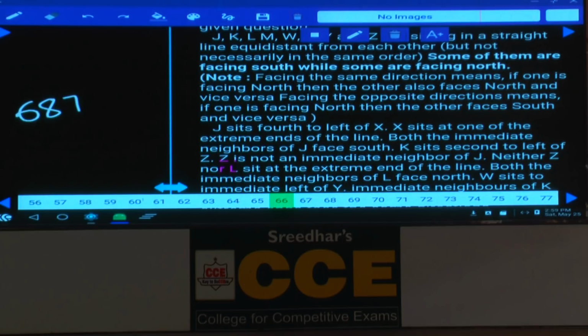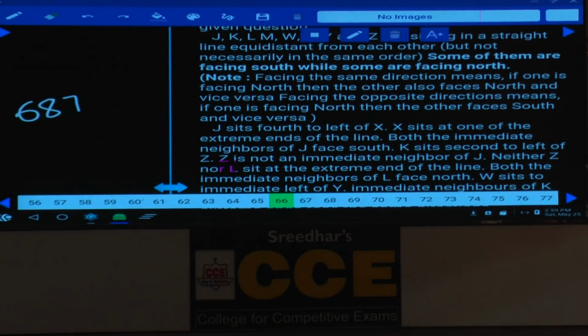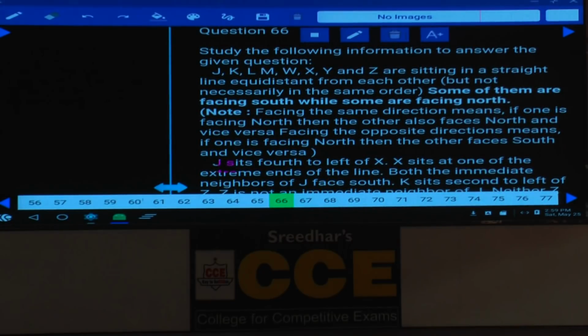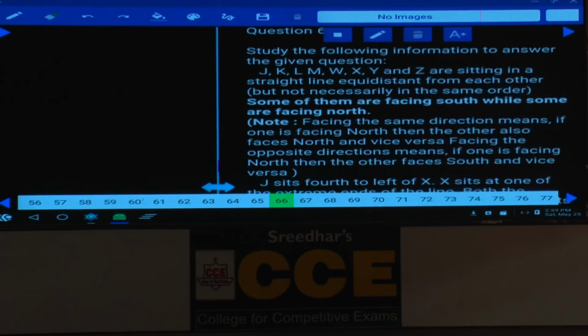Now in this one, question number 66 to 70. These four are based on seating arrangement. How many persons are there? There are 8 people, J, K, L, M, W, X, Y, Z, seated in a straight line, equidistant from each other, but not necessarily in the same order.